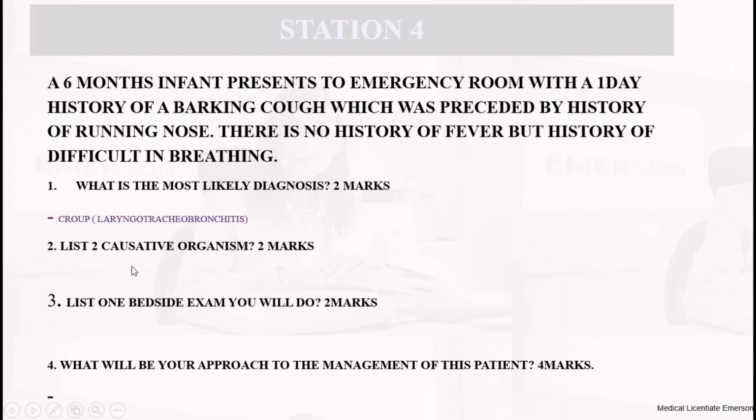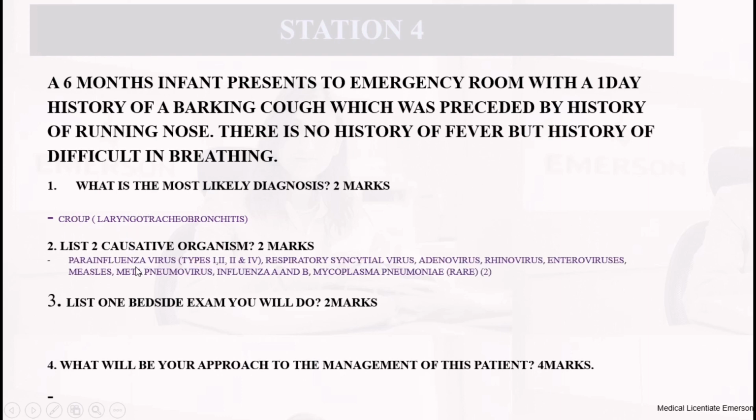Then these 2 causative organisms. The first 2 are the most likely. The first one is parainfluenza virus, so we can have type 1, 2, and probably 3 and 4. Then we have respiratory syncytial virus. Then we have adenovirus, rhinovirus, enteroviruses, measles, metapneumovirus, influenza type A and type B. Then we have Mycoplasma pneumoniae, which is very rare, but you can just pick 2 from this.